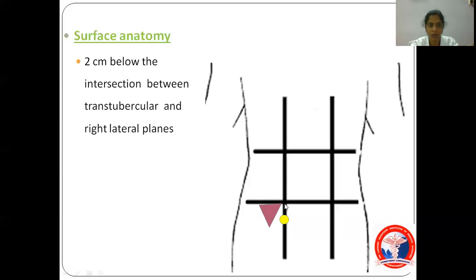2 centimeter below the intersection, we have the position of the appendix. Here you can see transtubercular plane, right lateral plane. 2 centimeter below that, you can see the position of the appendix. So this is the surface landmark for the appendix.